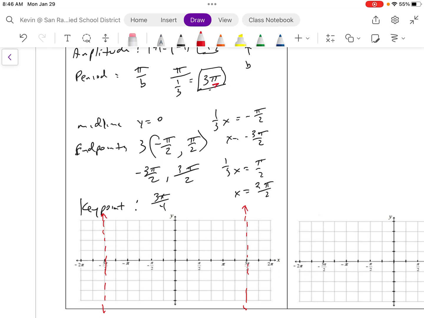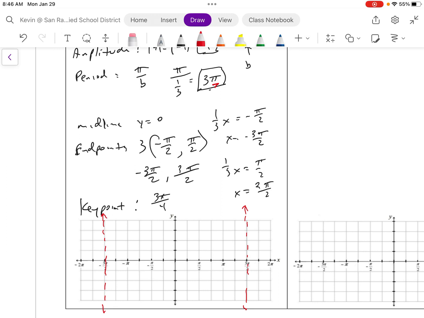Because our period is 3 pi, right? So let's see. That's 1 pi. That's 2 pi. And that's 3 pi. So that's our 3 pi period. All right, the point in between the two asymptotes is right here.